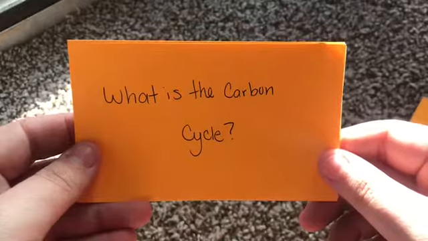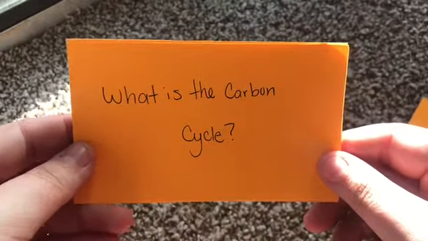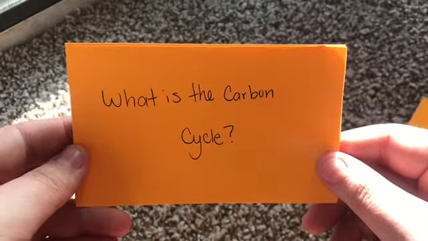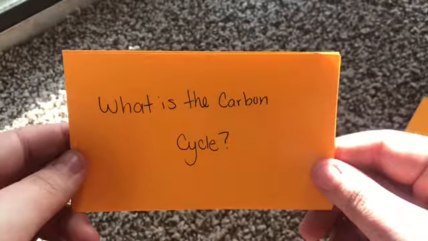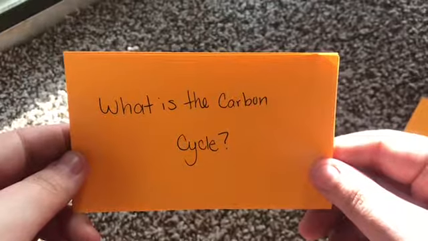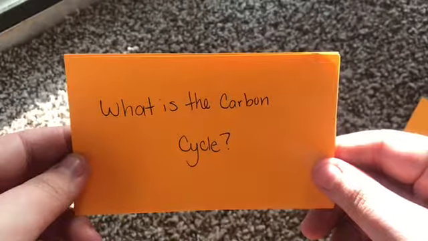The first thing you need to know when you want to learn the carbon cycle is what the carbon cycle actually is. The carbon cycle is the cycle of carbon and how it moves around Earth's atmosphere, oceans, rocks, soils, and how it moves throughout the food webs.